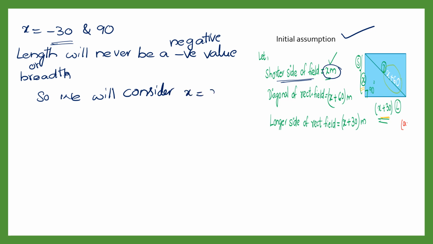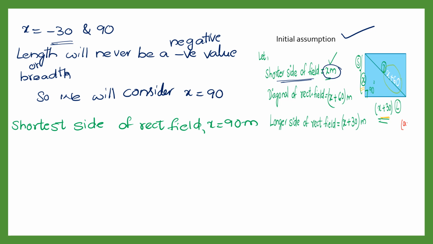So we will consider x as 90. That means, the result what we got? They are asking to find the sides of the rectangular field. So the shortest side of the rectangular field, that is x, will be 90 meters. And they have also asked what? The longer side of the rectangular field, which is x plus 30 meters.